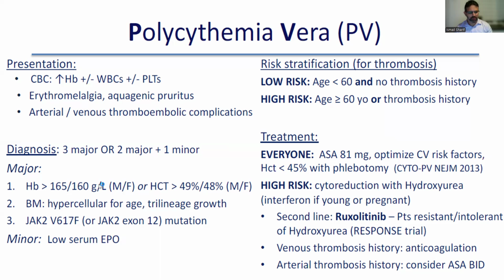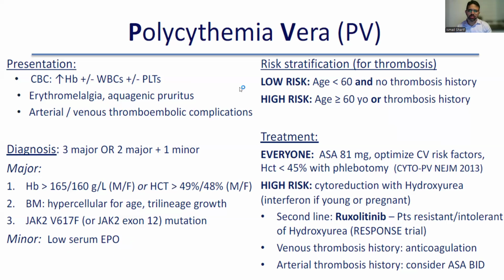due to the effect on blood flow from this increased blood cell mass. The diagnosis requires 3 major criteria, or 2 major and a minor criterion. The major criteria, most importantly, are the high blood cell mass, hypercellular bone marrow, and having the JAK2 or JAK2 exon 12 mutation. One of the minor criteria is low serum erythropoietin.